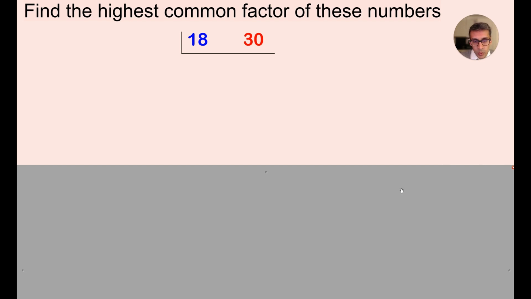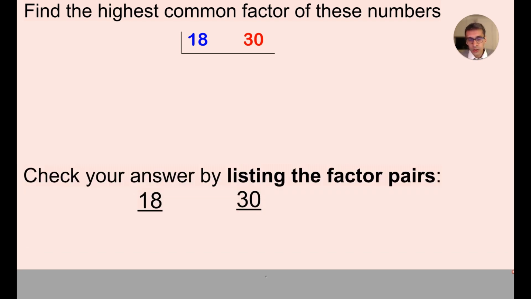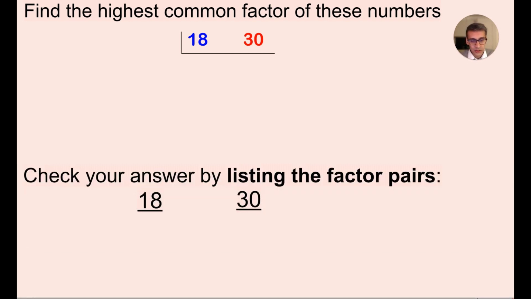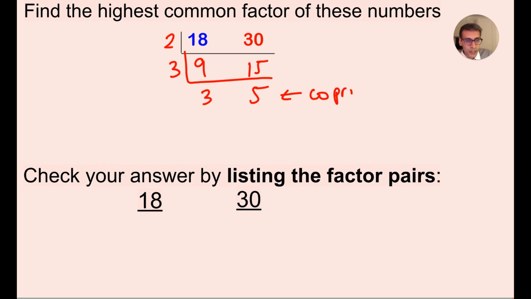Pause the video. Once you have done that, check your answers by listing the factor pairs just to double check that you are correct. Okay, so hopefully you've had a go. I'm just going to quickly go through this. So I'm going to divide by 2 first to get 9. Divide by 2 is 15. I'm going to divide by 3 to get 3 and 5. These are coprime. So I need to write coprime and we need to stop.